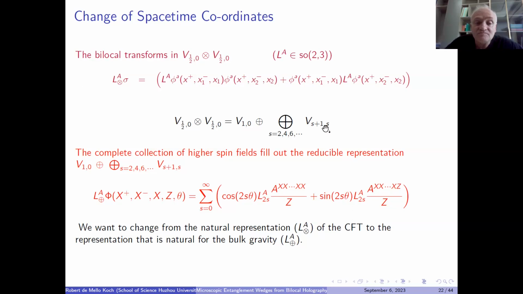We would like to move from the tensor product to the direct sum representation. So we would like to have the representation that's valid for the gravity. So L direct sum on phi, we want to pick up the correct action of each of these generators on the 2 components of the gauge field that we have retained. So it's solving a Clebsch-Gordan problem. We want to go from the representation L tensor to the representation L direct sum.